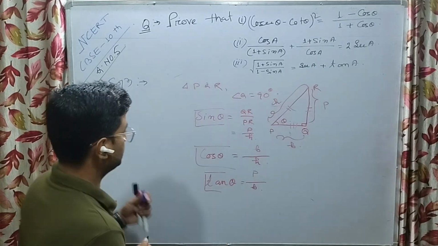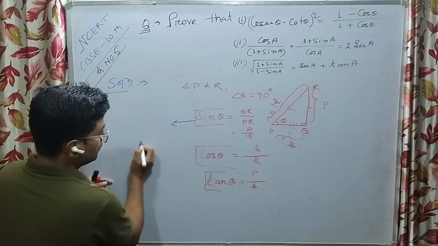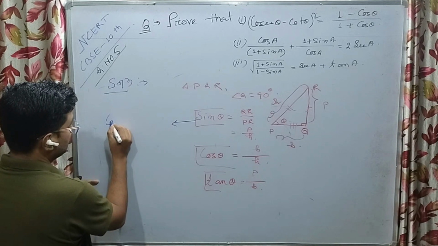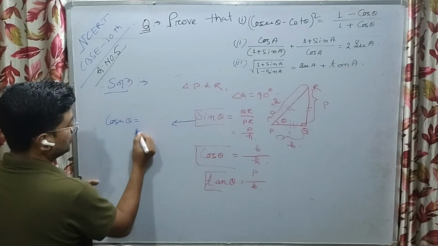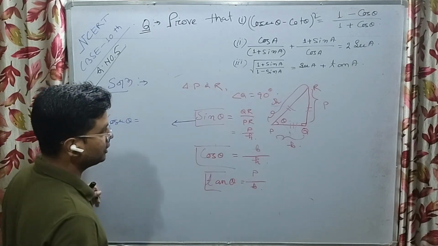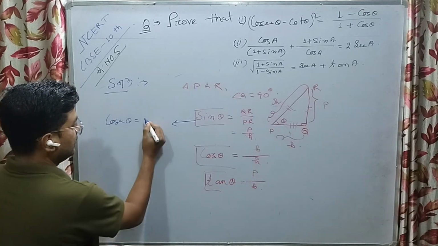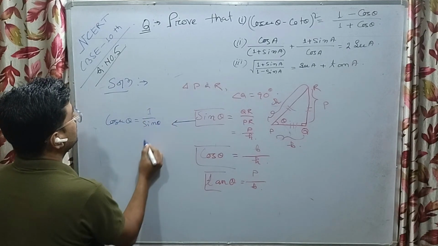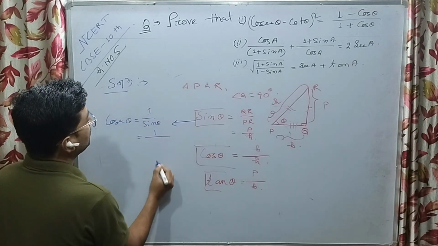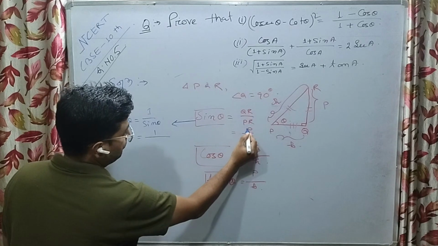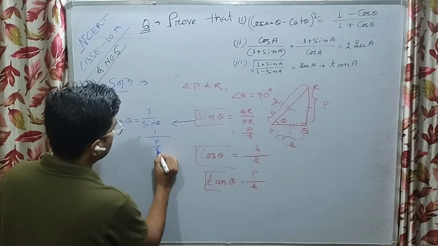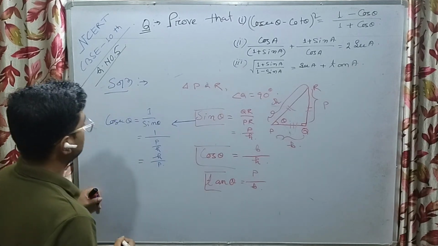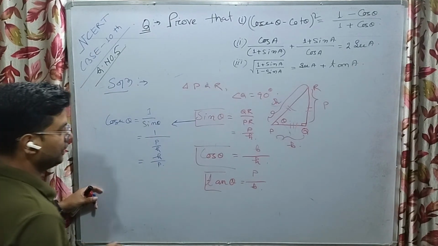Let's see the relation between these. From sin theta, we can obtain cosec theta. How can we obtain cosec theta? Because cosec theta is the reciprocal of sin theta. It means 1 by sin theta. Cosec theta is equal to 1 by sin theta. 1 by sin theta is equal to, we have P by H. It gives H by P. Cosec theta is equal to H by P.